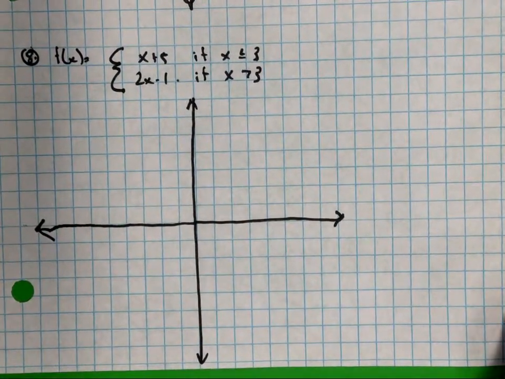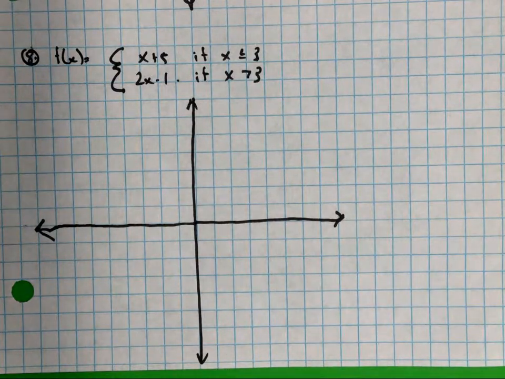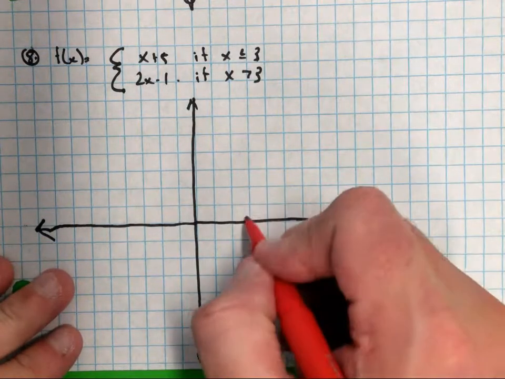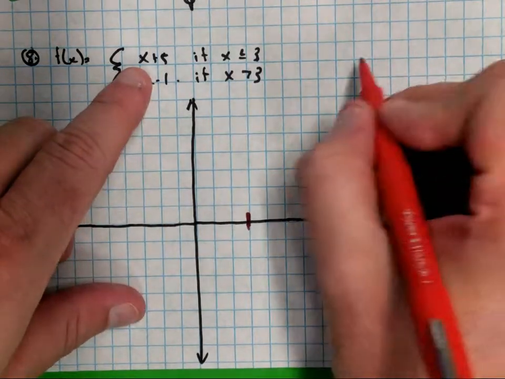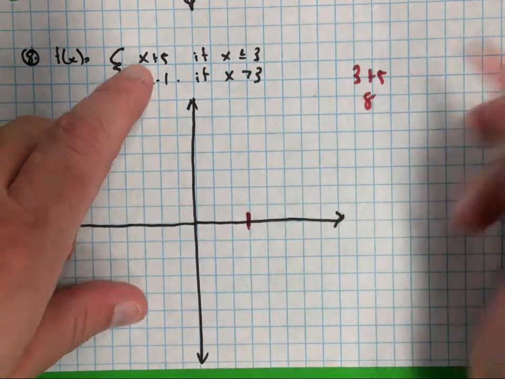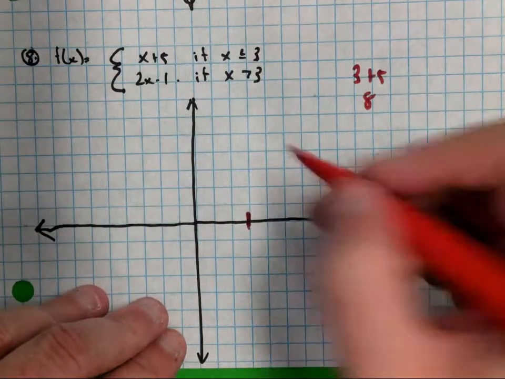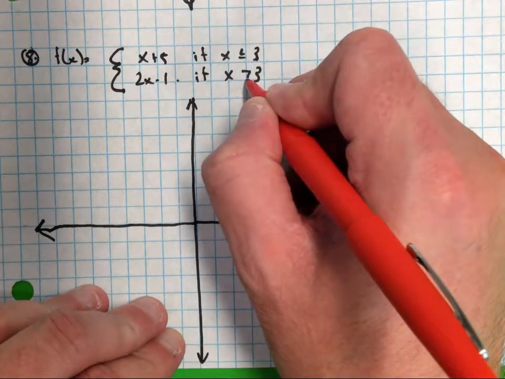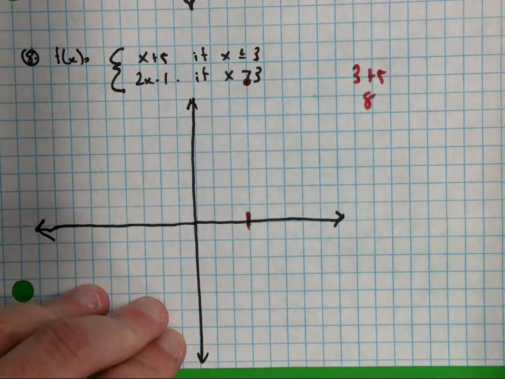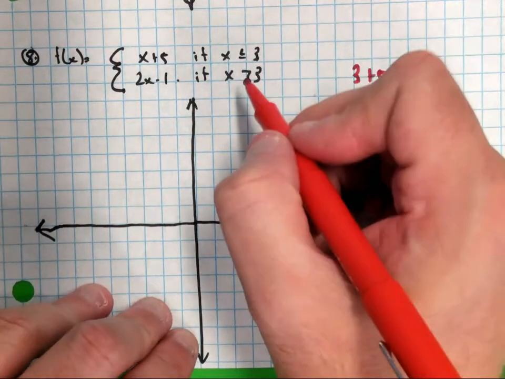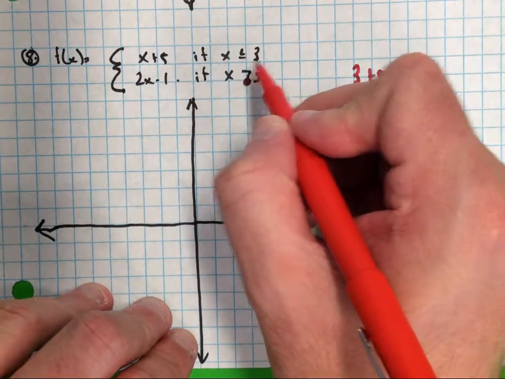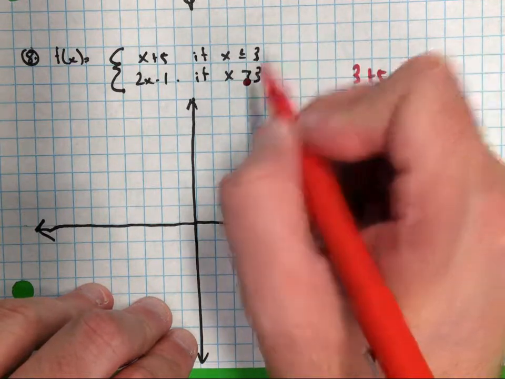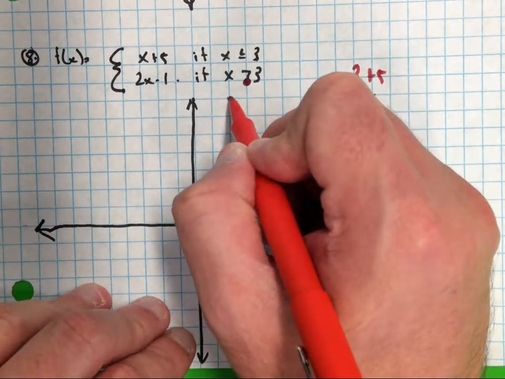Number 8. What's our only restriction point here? 3. I'm going to take 3 and plug it in. 3 plus 5 is 8, so I'm going to graph the point 3, 8. 1, 2, 3, 4, 5, 6, 7, 8. Open or closed? Closed. I'm going to use the slope of 1. I go up 1, over 1. Is that the direction I need to be going in? No, so I'm going to go backwards.